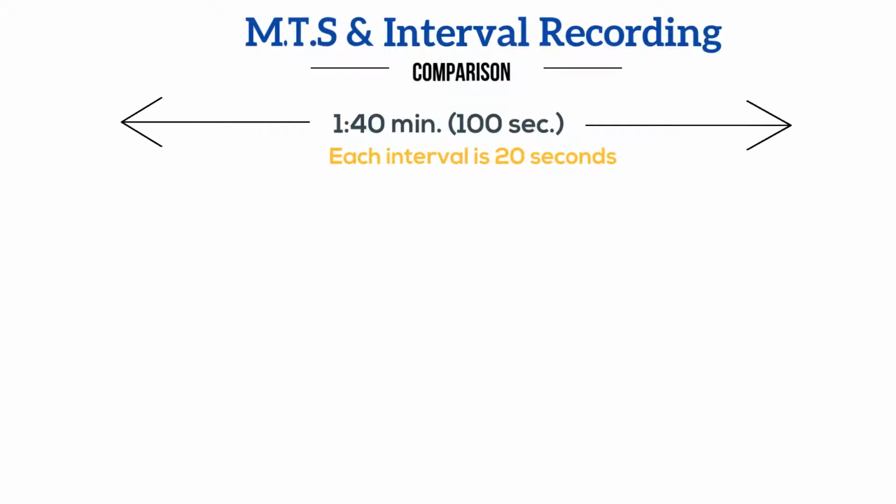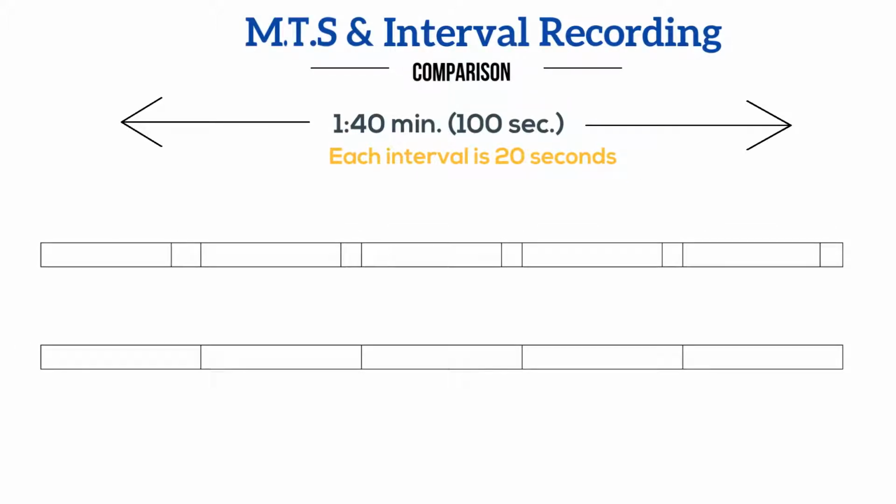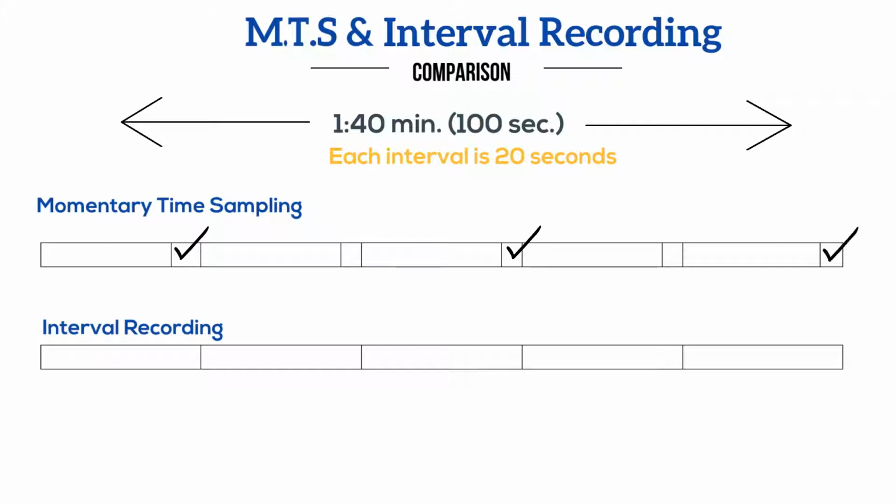This visual will help you differentiate between momentary time sampling and interval recording. For momentary time sampling, you observe at the 20th second, so the last second of the interval. Whereas for partial or whole, you observe for the whole chunk of time.